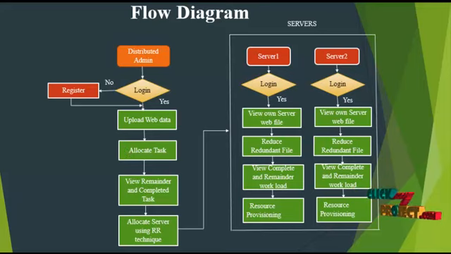After login, the admin uploads web application data into the system, then performs a task. After performing the task, the admin allocates a server by the round robin technique. The web application data is allocated to two types of desired server using the RR technique. After that, the admin can view the remaining tasks and the web data allocated in each server.